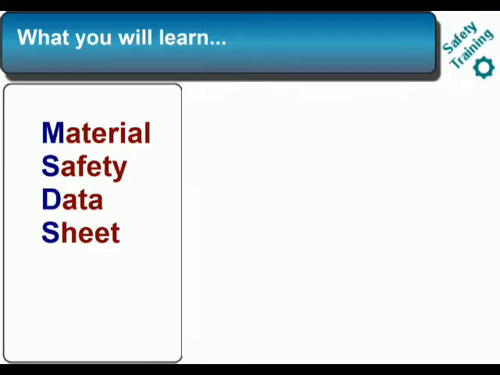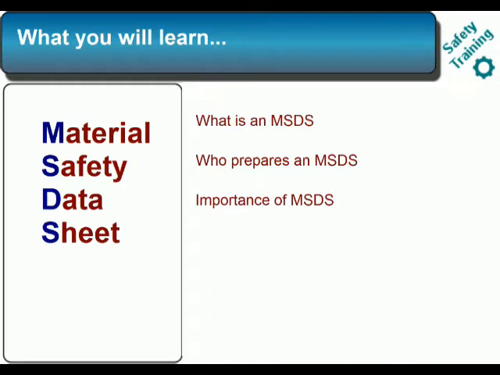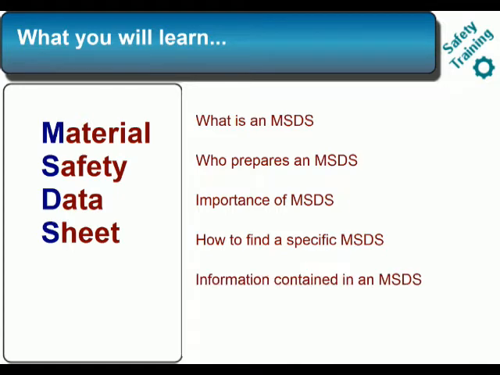Material Safety Data Sheets, or MSDS, are very important to your safety if you use or work around chemicals. In this course you will learn what an MSDS is, who prepares it, the importance of Material Safety Data Sheets, and how to find an MSDS and the type of information contained in every MSDS.